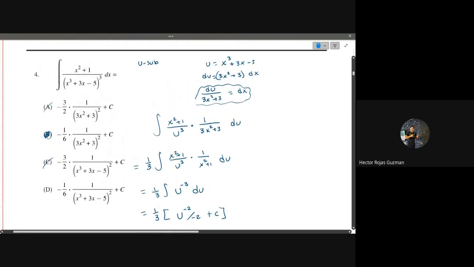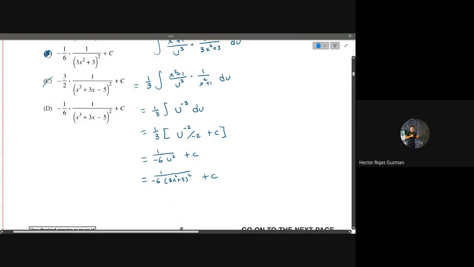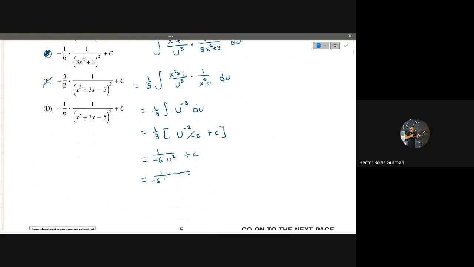Hold on. No, I was looking at the wrong thing. That wasn't my u. My u was this guy. That's what I get for not zooming out of my work completely. Let me fix this real quick. It was x cubed plus 3x minus 5, to the power of 2, plus c. So I stand corrected. The answer is actually D.